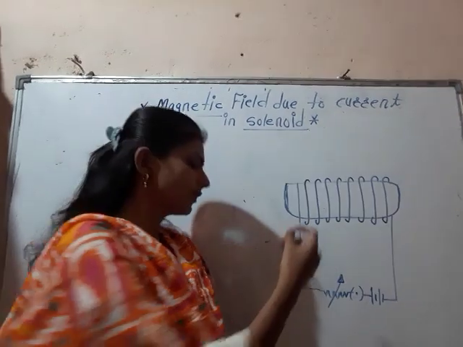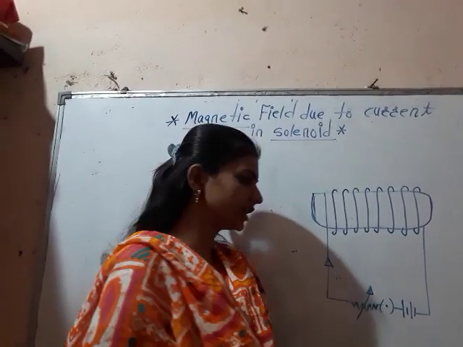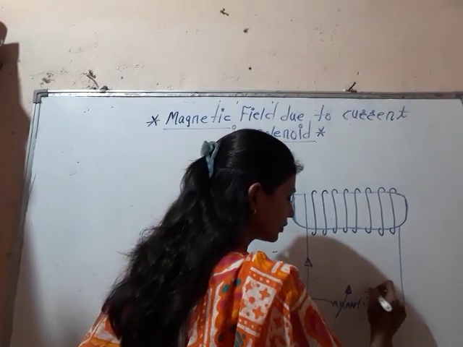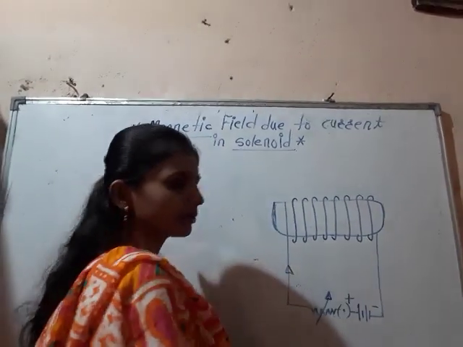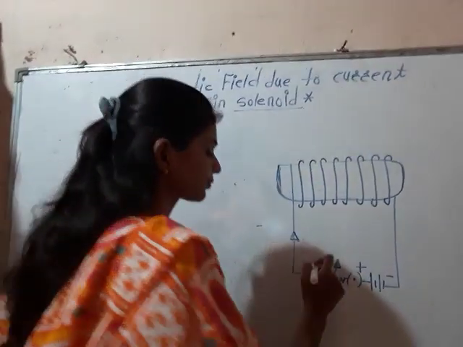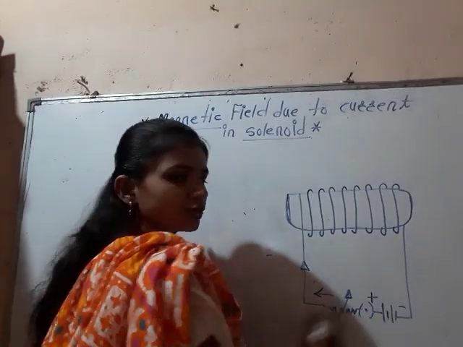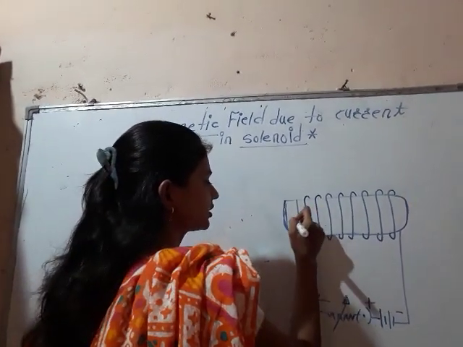Now let us see, when we switch on the supply, what will happen? The current starts to flow through the circuit. It means that the current is always flowing from the positive terminal to the negative terminal. Here also the current starts to flow from this point upward, from positive to negative. So in this direction the current starts to flow.